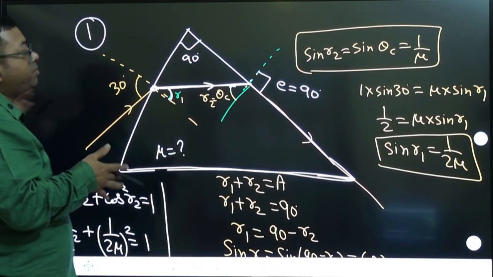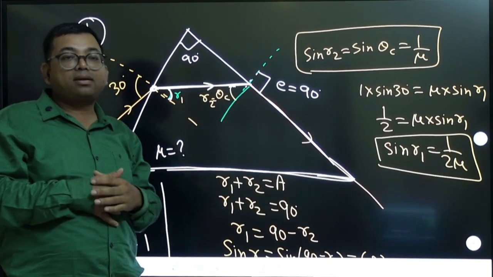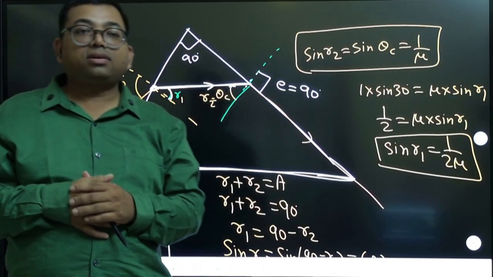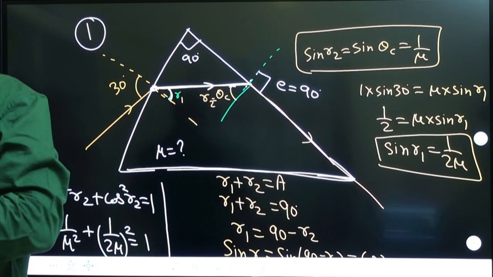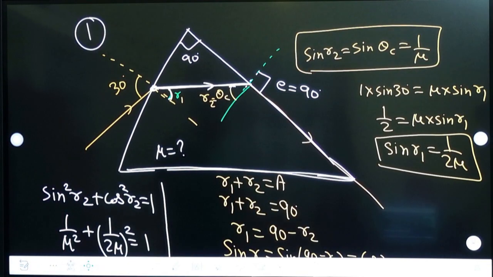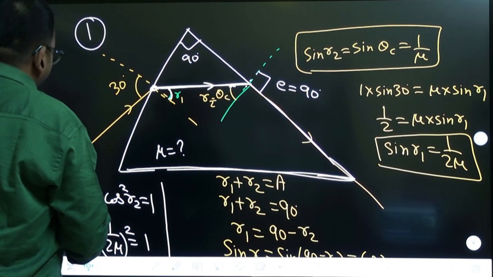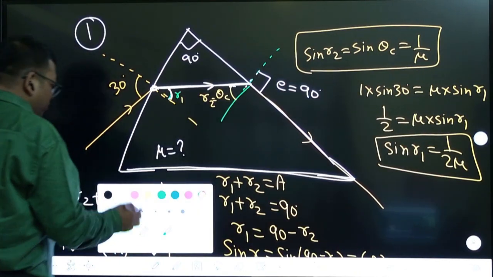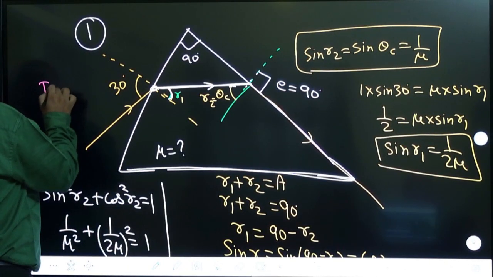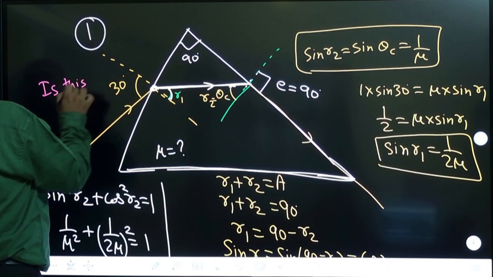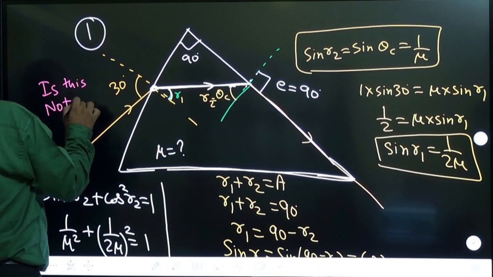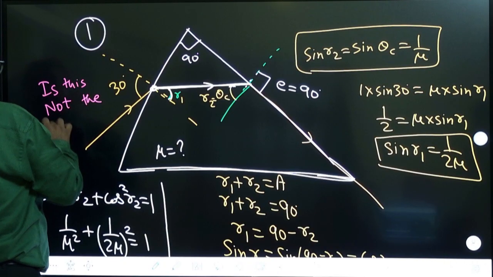But we know in minimum deviation condition only it becomes parallel, right? No? Minimum deviation condition becomes parallel. So is this not the minimum deviation condition? This is a question. Try to explore this. Is this not the minimum deviation condition?